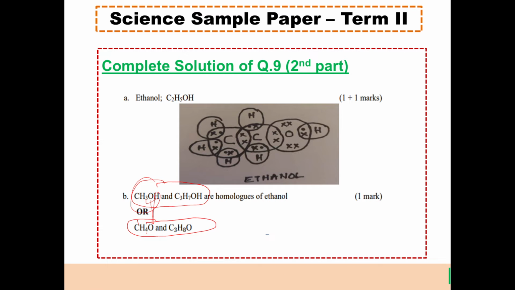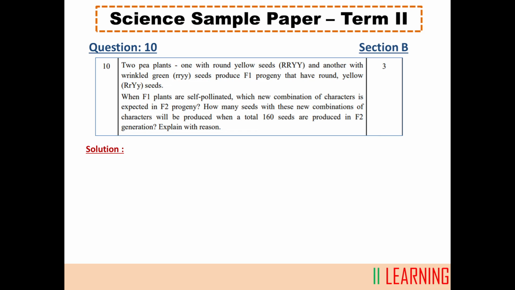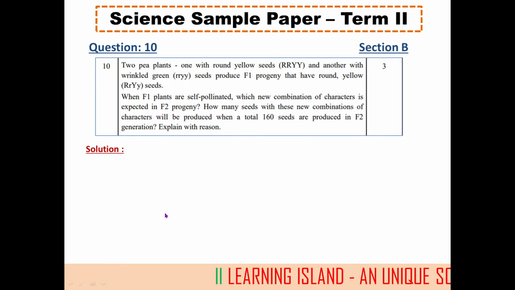Now go to question number 10. Two pea plants. This is the question from the biology portion. It has been mentioned that two pea plants, one with round yellow seeds RRYY and another with wrinkled green seeds rryy, produce F1 progeny that have round yellow seeds, that is Rr and Yy. You have found this in Mendel's dihybrid cross, so you can remember it easily.